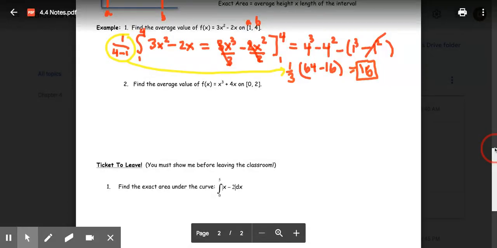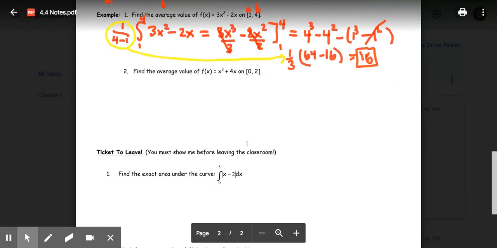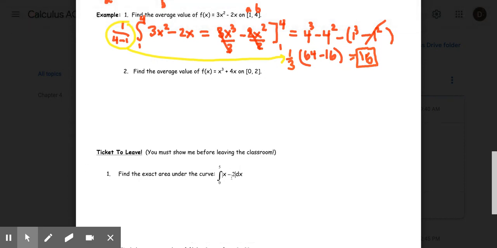So that leads us to our ticket to leave, which I would like you to complete right now. Number 2 is an example you can do extra practice on your own. But right now, I want you to do this ticket to leave, which is practicing the last example on the front of this, number 5, with evaluating area under an absolute value curve.